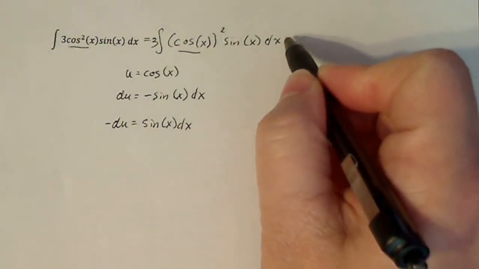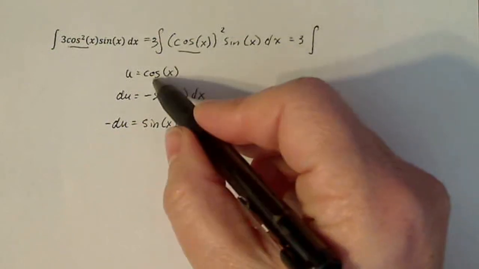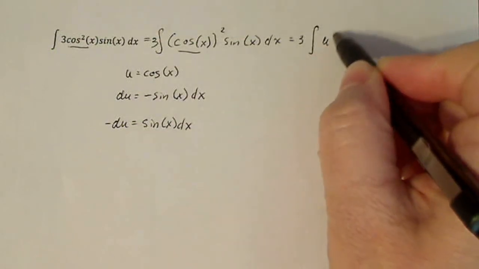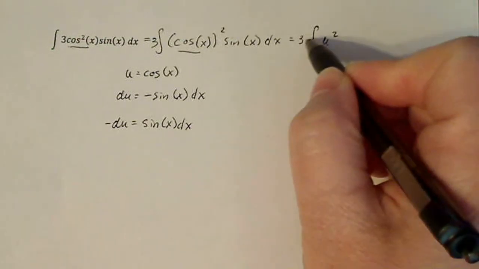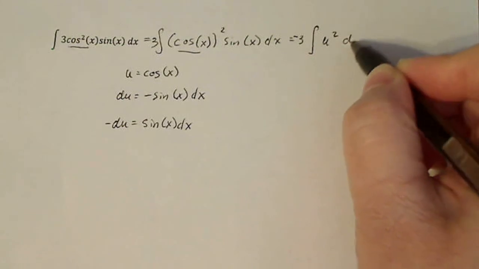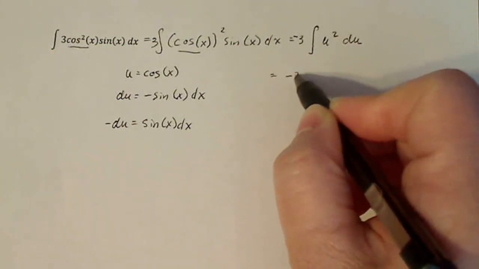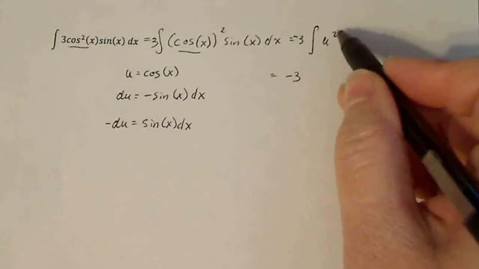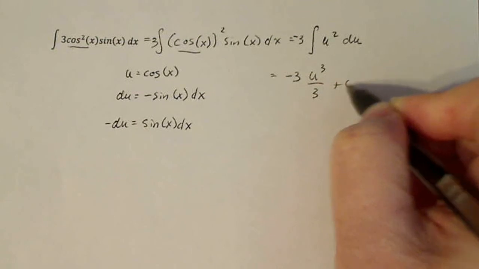To continue this, this is equal to 3 times the integral. Now cosine becomes u. Sine x dx becomes minus, I'm going to put the minus here in front of the 3, du. If I keep going, that's minus 3 times the integral of u squared du. That's u to the third over 3 plus c.